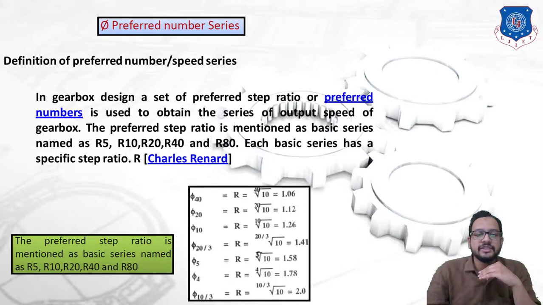Each of these basic series has a specific step ratio and it is denoted by R. Now, the concept of this preferred series was developed by Charles Renard. This makes it quite easy to determine the geometric progression ratio. Basically, whatever the preferred series answer is, that is our phi, the gear ratio. So in a numerical, it will be mentioned that we need to design a gearbox considering R20 as the preferred series, which means it is given as phi 20. By using this, we can determine the geometric progression ratio or gear ratio.